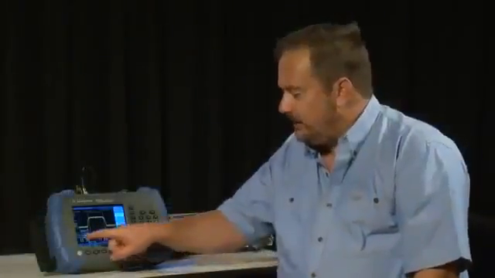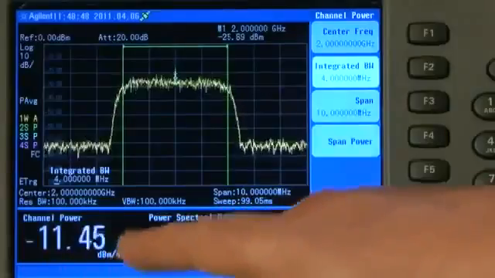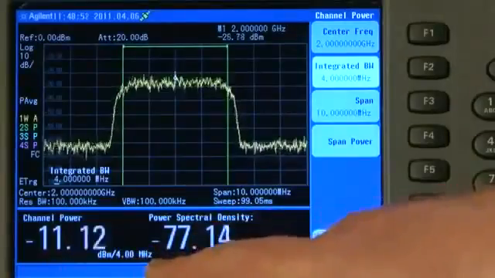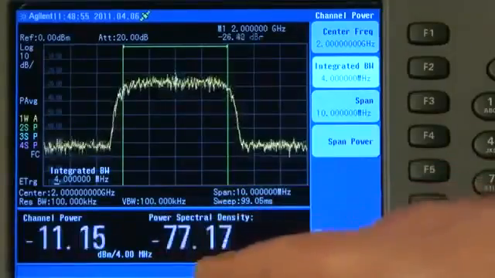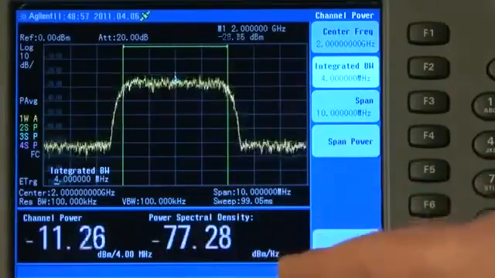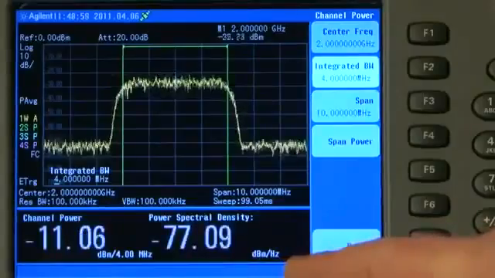So you can see it says channel power minus 11 dBm per 4 MHz, so in the 4 MHz bandwidth, but it also gives us power spectral density of minus 77 dBm normalized to a 1 Hz bandwidth.